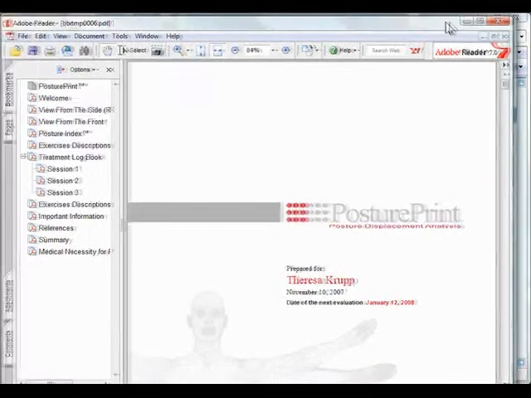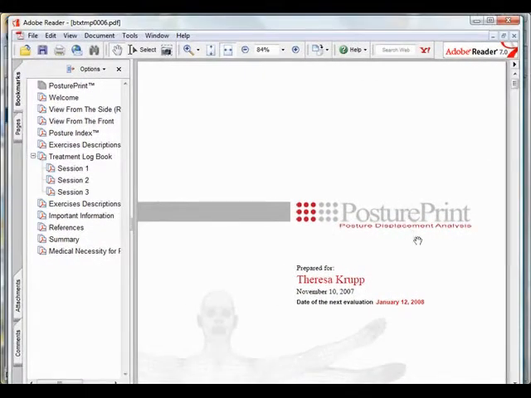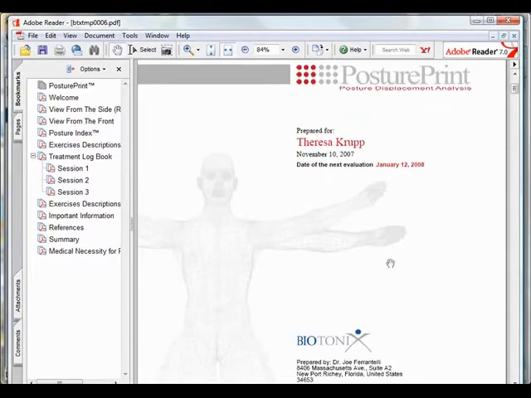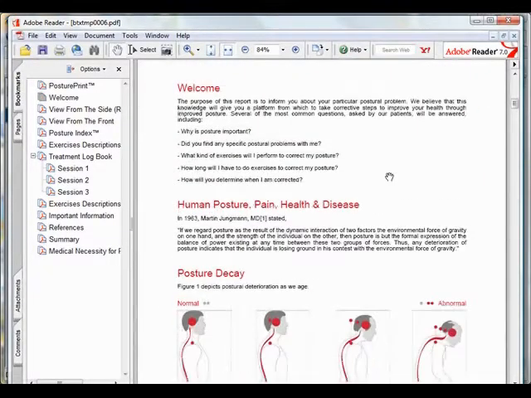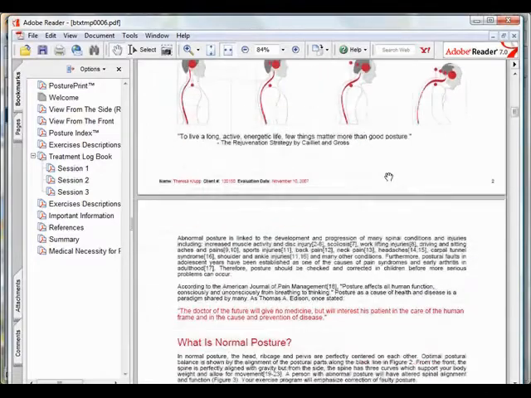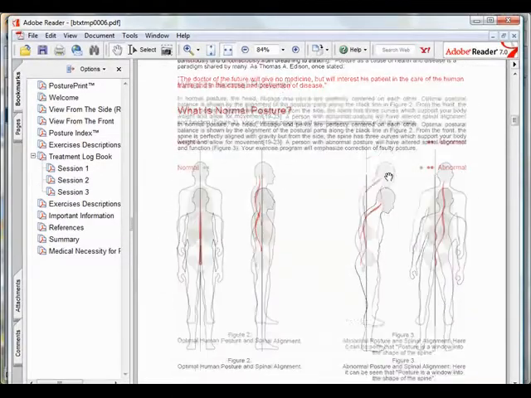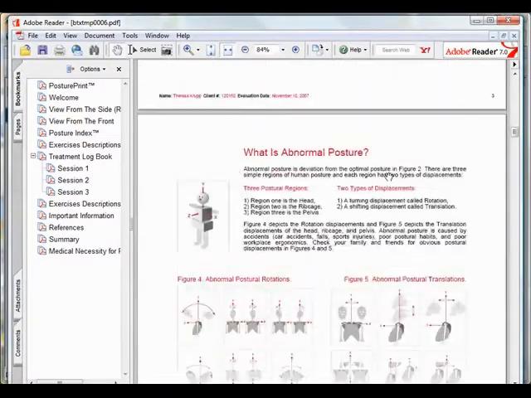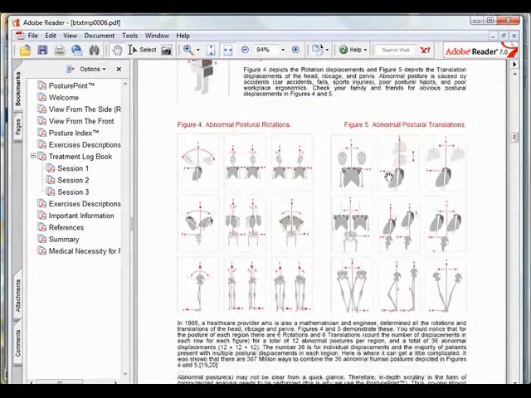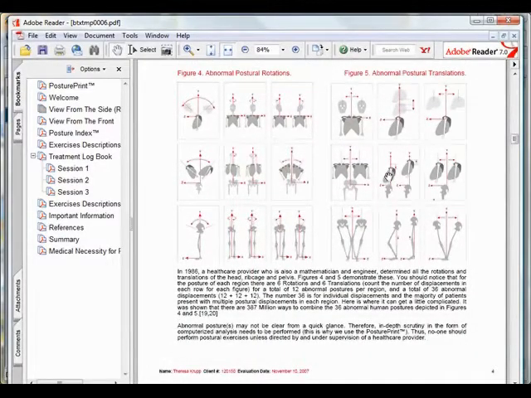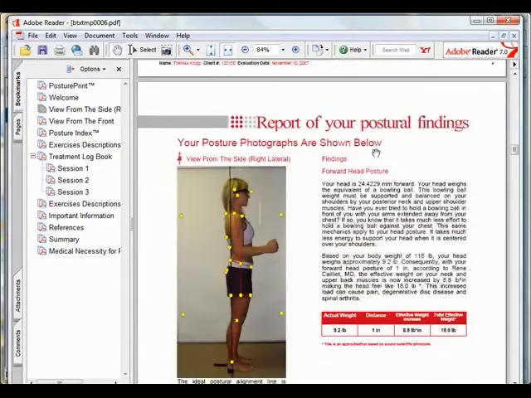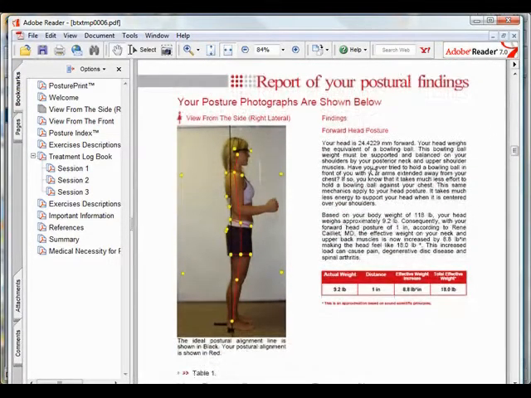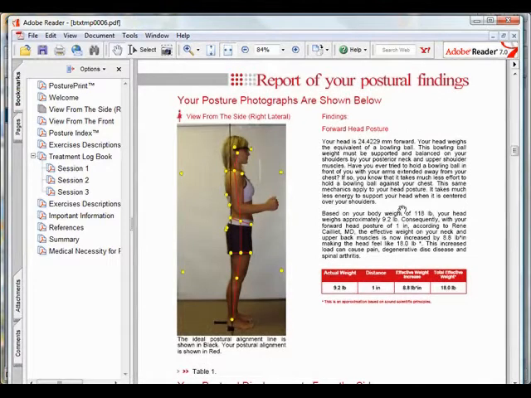has been generated. So this is the PDF that was generated. It goes through basically a report of findings on posture, their displacements, how abnormal structure changes. It will affect the physiology of the body. And here is her report of findings of her postural displacements.